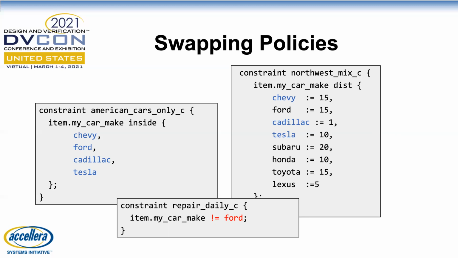Furthermore, a test can swap out one policy for another. Here we've replaced the Midwest mix with a Northwest mix, a different distribution of car makes, but we've kept the other two policies in place and end up with a completely different mix of cars. You can see how it would be easy to swap out a Japanese car policy for the American car policy to further change our mix.